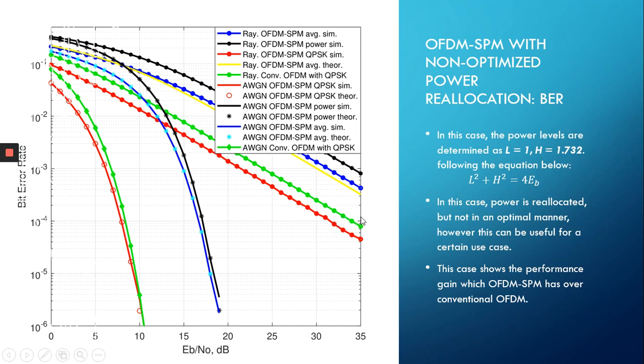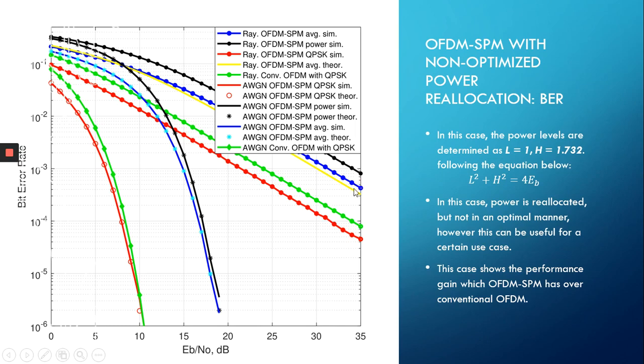So in conventional OFDM, you only have one stream of data, which is with this performance. Whereas in OFDM-SPM, you have two streams of data with two different performances. So you have the QPSK symbol one, which is actually better than the conventional OFDM one. And you have the power one, which isn't performing that well, but nevertheless, it's still extra. So in the long run, you're actually gaining.